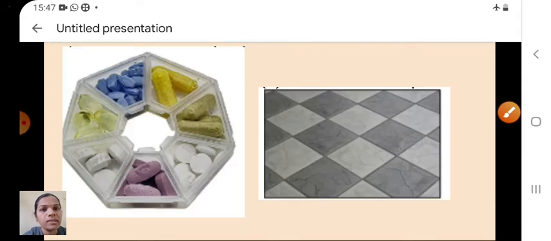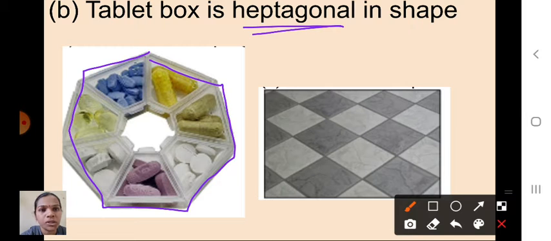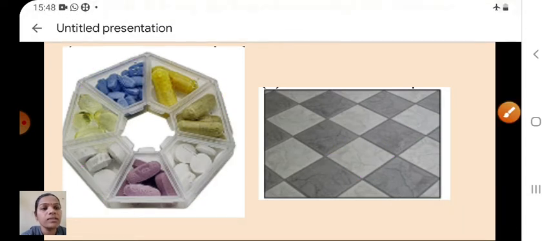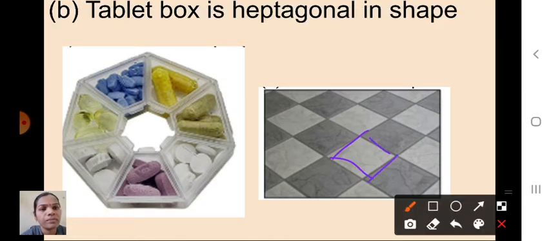The next one is the tablet box. 1, 2, 3, 4, 5, 6, 7. That is heptagonal in shape. And this one is the tiles. Each tile has how many sides? 4 sides. So children, whichever ones you see in your surroundings, you have to draw in your notebook. Minimum 3 you have to draw. Shall we go to the next one now?